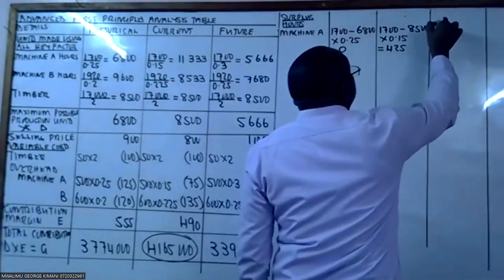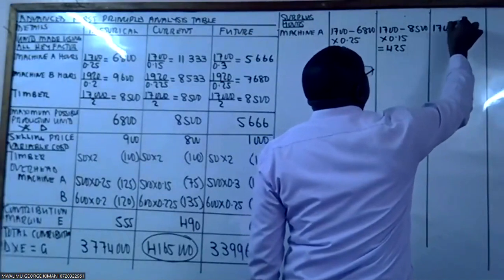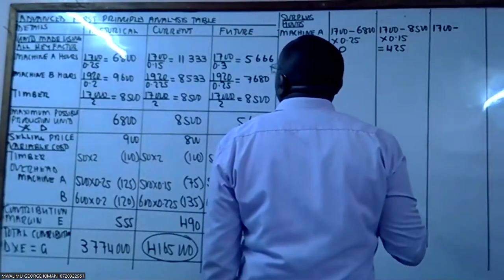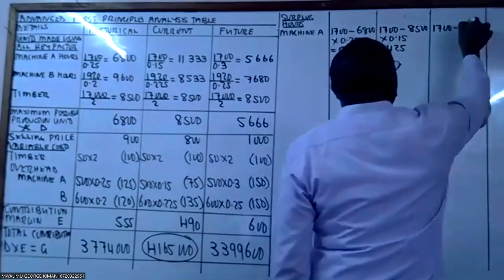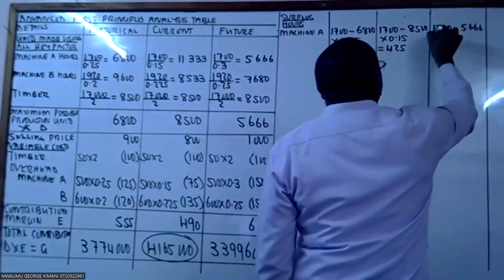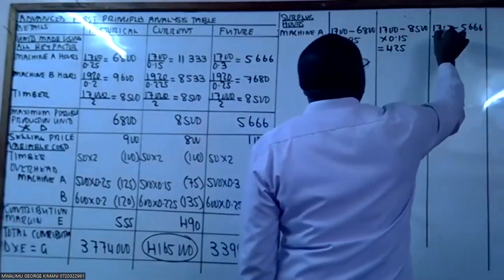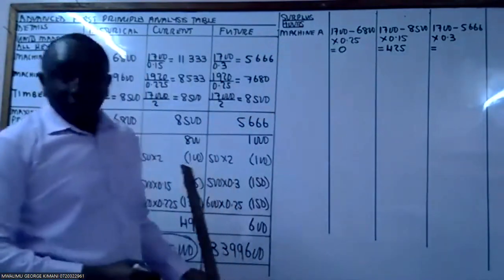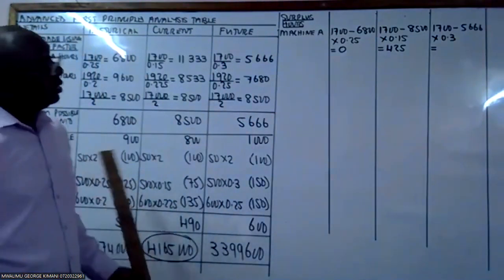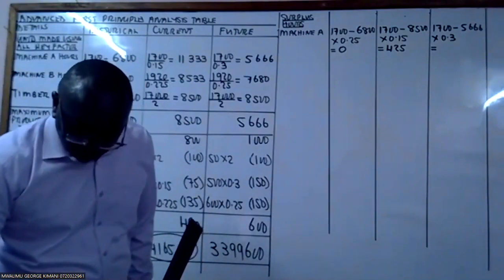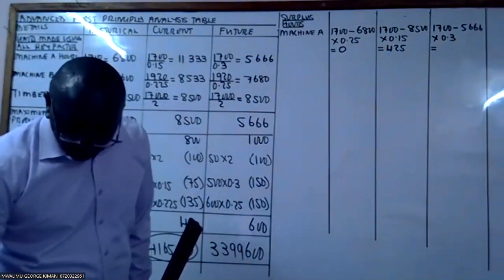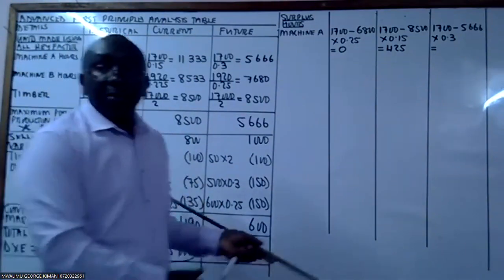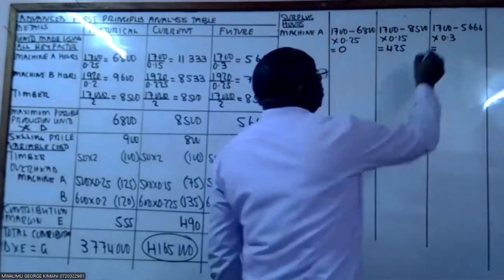Tukikuja hapa, 1,700 minus, we said we have 5,066 and each one is taking us 0.3. So kuja useme 1700 minus 566 times 0.3. Tumebakisha 0.2.